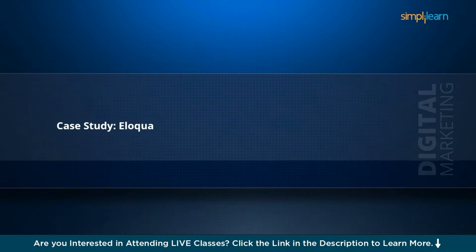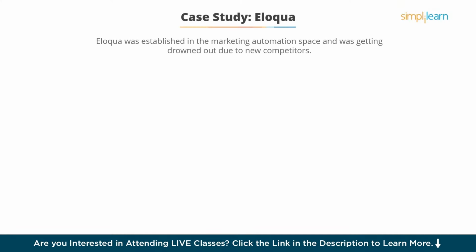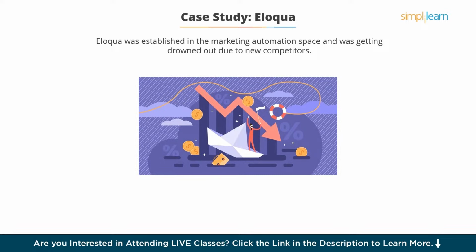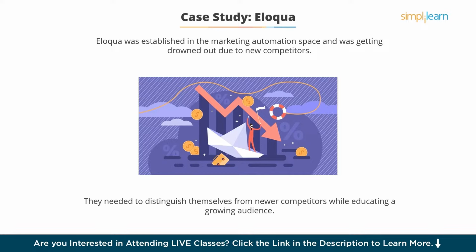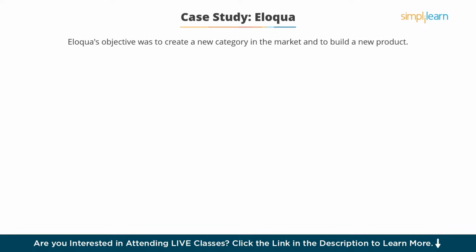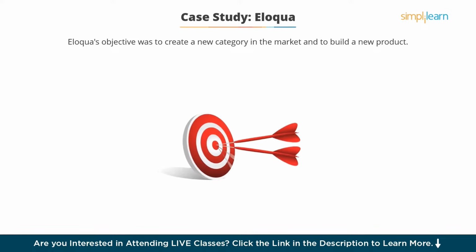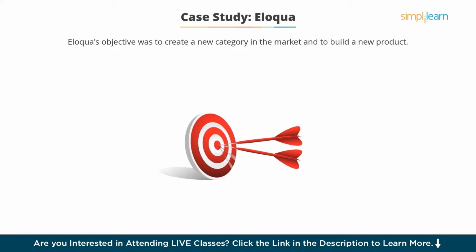Case study, Eloqua. Eloqua was established in the marketing automation space and was getting drowned out as the marketplace became busier with new competitors and increased attention. They needed to distinguish themselves from newer competitors, yet still educate a growing audience. Their objectives were to create a new category in the market and to build a new product. To distinguish themselves, their goal was to provide relevant and helpful content and form real relationships.